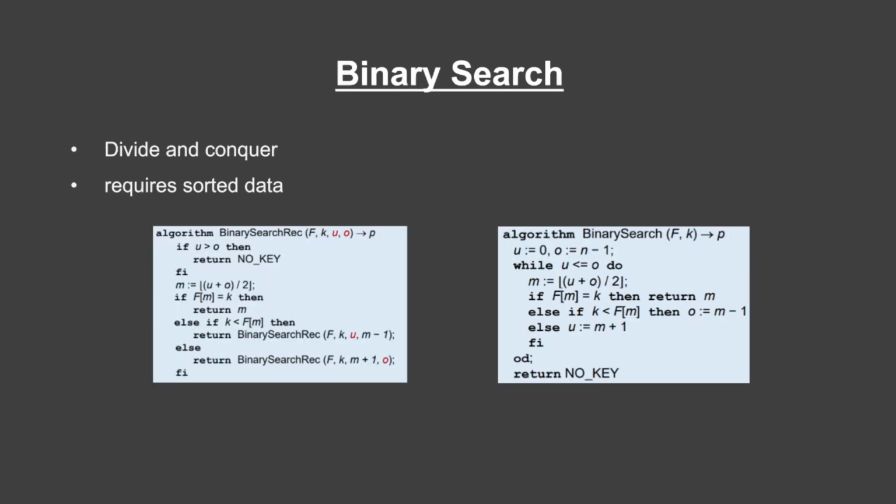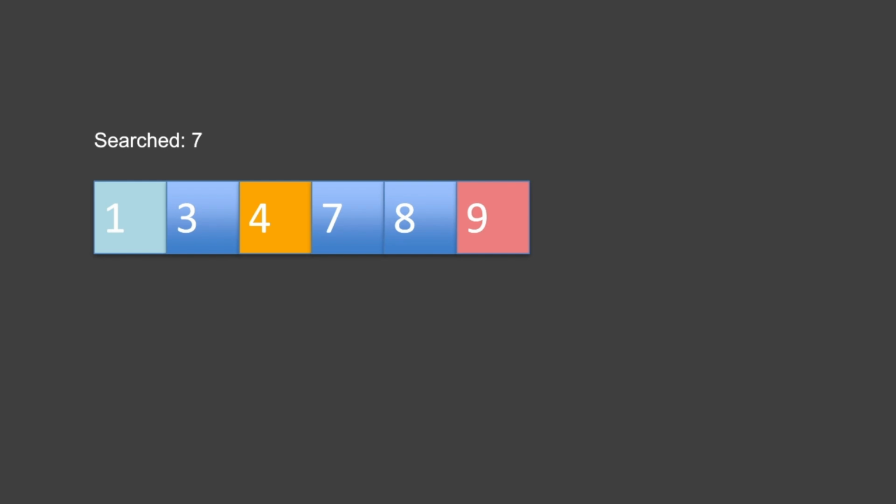Now there's a faster option called binary search, which is based on the divide and conquer strategy. The only requirement for binary search is that our data is sorted. Sequential search on the other hand can also be used on unsorted data. Binary search can either be implemented recursively or iteratively, but they both basically work in the same way. So here's how it works.